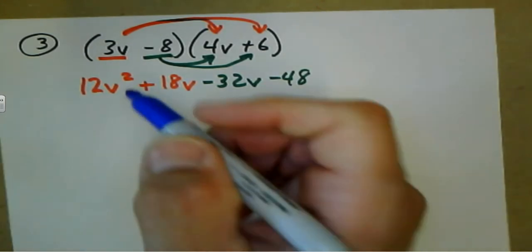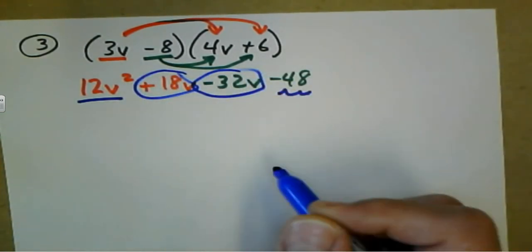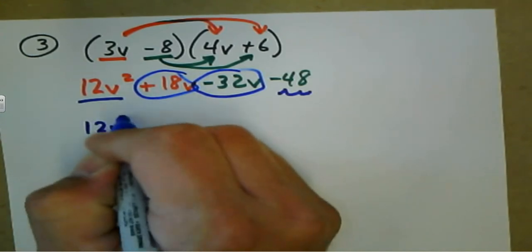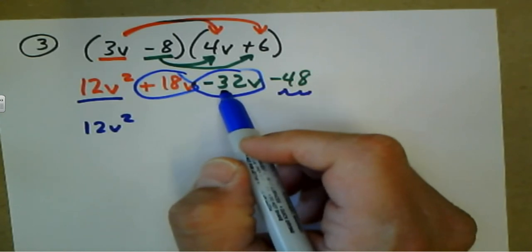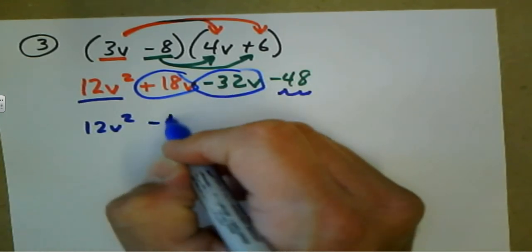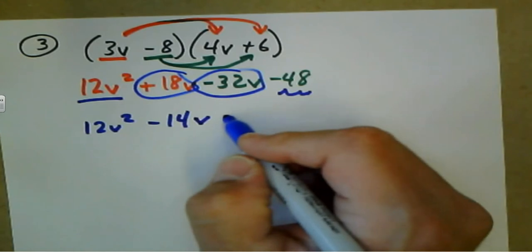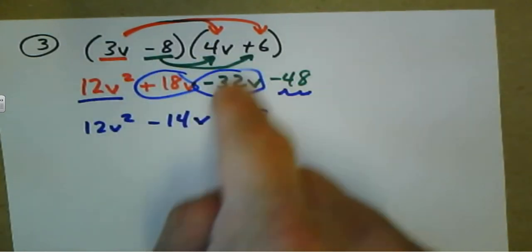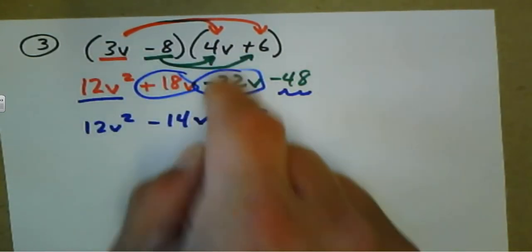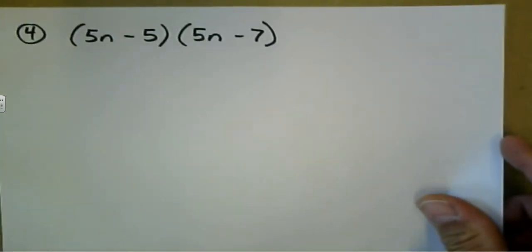We're going to combine like terms. Well, guess what? This one doesn't have anything, neither does that one, but these two do. So 12v squared because there's nothing to add, and then 18 plus -32 is -14v, and nothing goes with 48, and that's it. We went back to a quadratic. A binomial times a binomial, as long as they're not squared or cubed and it's just a v and a v, will become a quadratic. Pretty easy, huh? This is easy peasy.